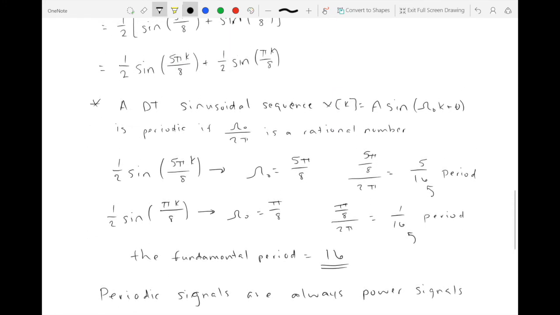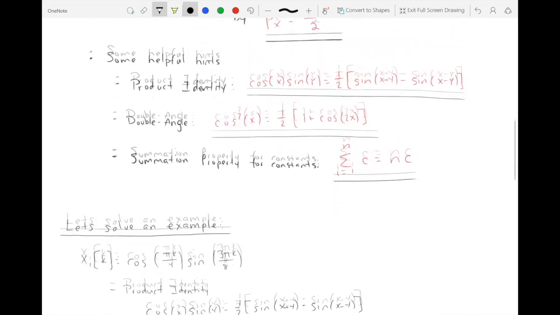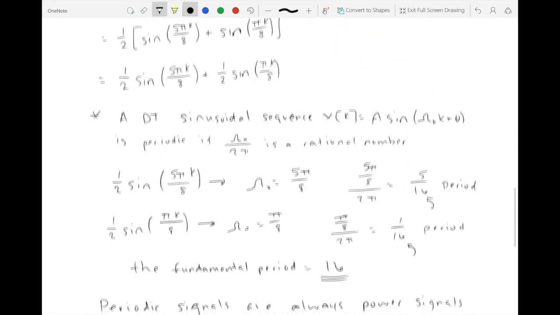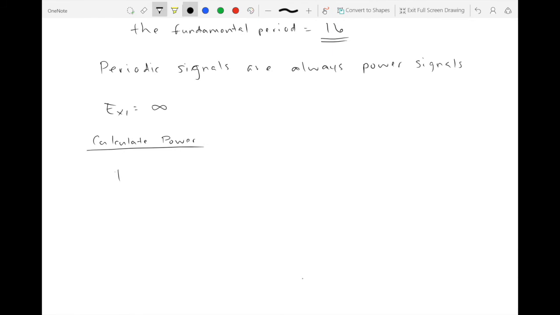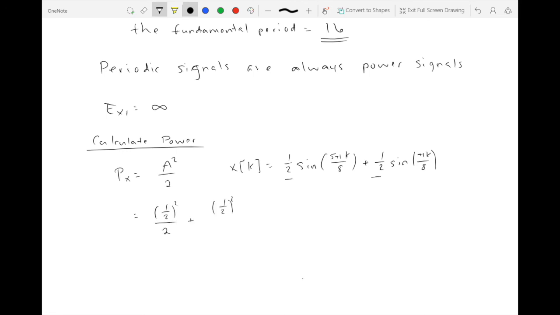So knowing that this is a sinusoidal sequence, we can go ahead and use rule number 4 and make it easy by saying p of x is a squared over 2. So with this first term here, 1/2 sine of 5 pi k over 8 plus 1/2 sine of pi k over 8, the amplitude is going to be 1/2, so we can say 1/2 squared over 2 plus 1/2 squared over 2. And that's going to be equal to 1/4.